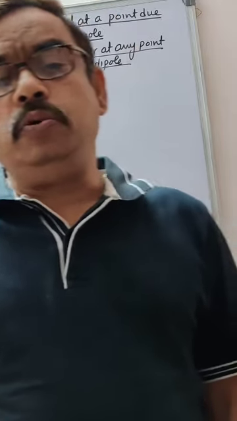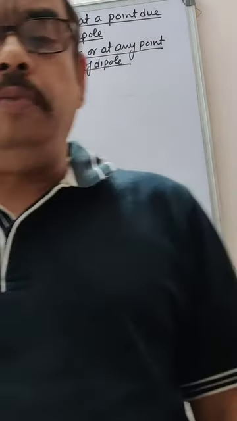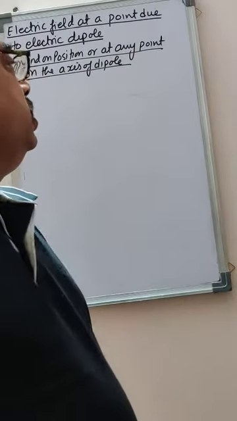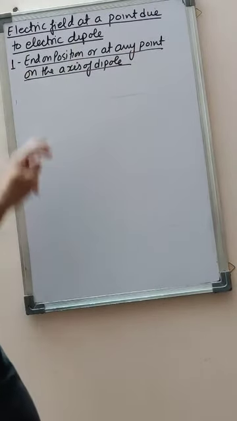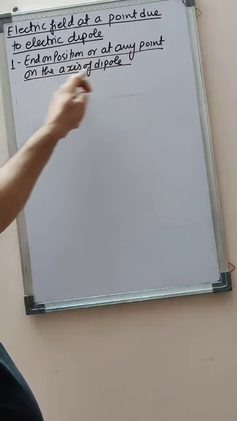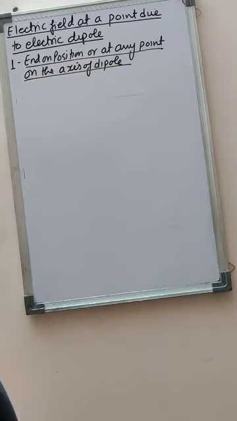Now today we find the electric field at a point due to an electric dipole. Important derivation. Here you will have two cases. First case is end-on position, or at any point on the axis of the dipole.